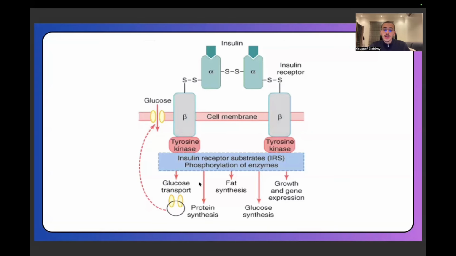Then it also takes up amino acids, potassium, magnesium, phosphate. Not only this, but it also facilitates protein synthesis. It's an anabolic hormone. So it would lead to protein synthesis, fat synthesis, as well as glucose synthesis, as well as growth and gene expression and transcription.